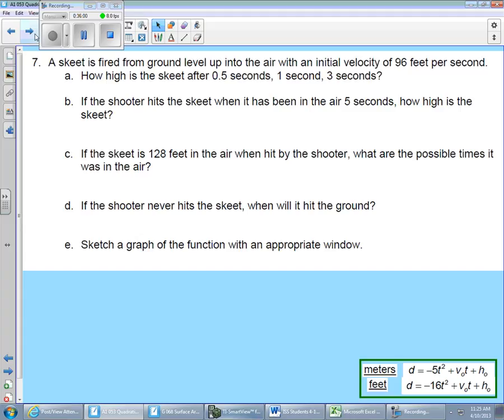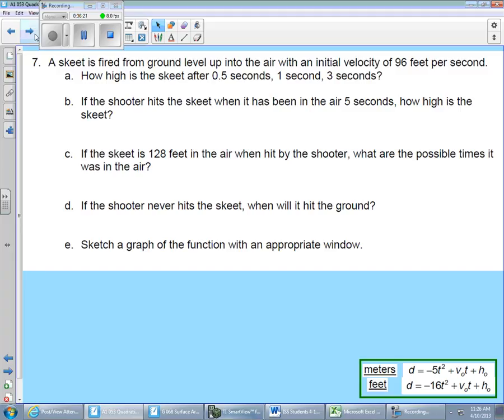A skeet is fired from ground level up into the air with an initial velocity of 96 feet per second. How high is the skeet after half a second, 1 second, 3 seconds? What happens if the skeet's been in the air for 5 seconds? How high is it? If the skeet's 120 feet in the air when it's hit, what are the possible times that it was in the air?